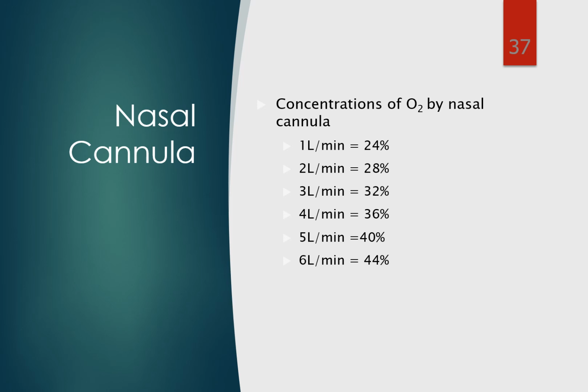I want to recap some of the earlier slides I did. For example, nasal cannula: 1 liter is 24%, 2 liters 28%, 3 liters 32%, 4 liters 36%. When you get into 5 and 6, you get an increase in FiO2, but you also have the ability to add humidification. So these are some of the quick guidelines for nasal cannula as a recap.